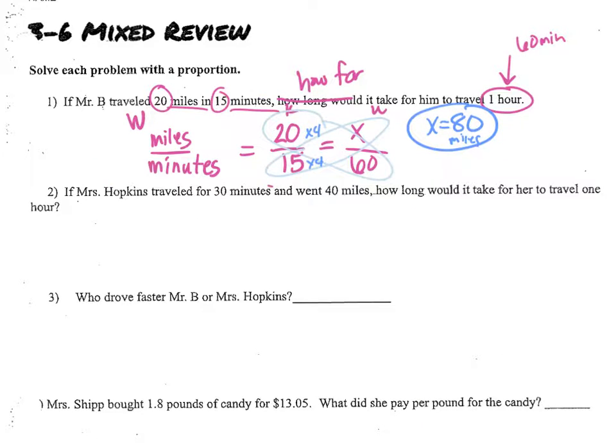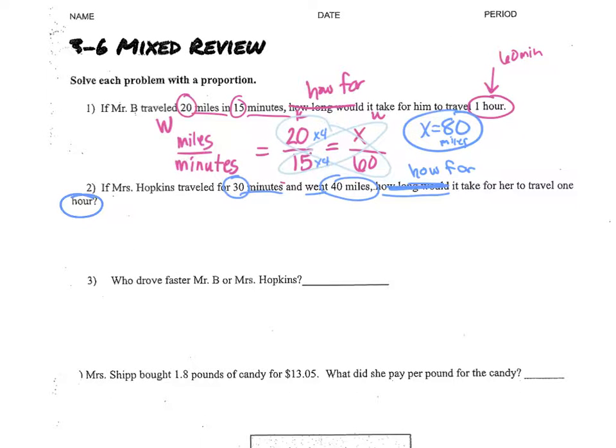Same type of question on number 2. If Mrs. Hopkins now traveled 30 minutes and she went 40 miles, we're looking for how far, not how long. How far for her to travel 1 hour? So we're doing kind of the same thing. What are the things that we're comparing? Miles to minutes. Miles to minutes again.